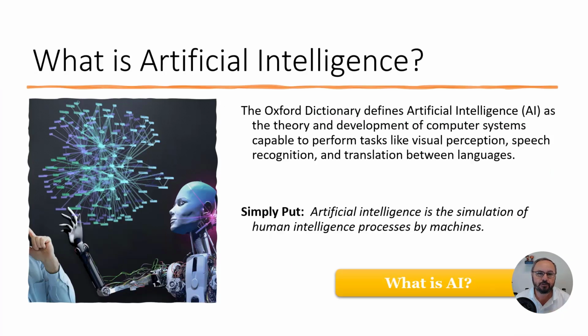Now, there's another definition I want to talk about just to give you an idea of some of the different definitions that are out there. This is from Oxford Dictionary. They define AI as the theory and development of computer systems that are capable to perform tasks, and again, key, perform tasks such as visual perception, speech recognition, and translation between languages.